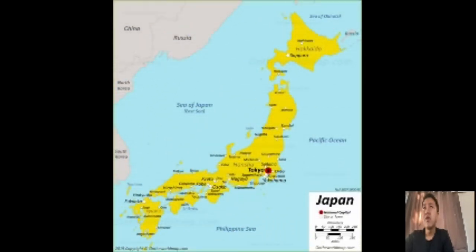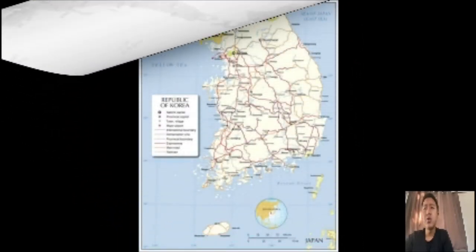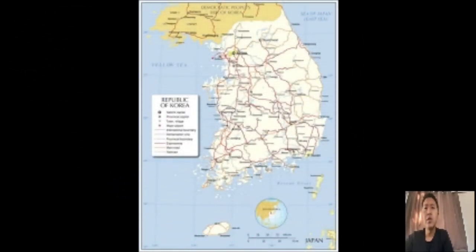To talk about the geographical location of Japan, it is an island country located in East Asia. It is bordered by the Sea of Japan to the west and the Pacific Ocean to the east. To talk about the geographical location of South Korea, it is also located in East Asia on the southern half of the Korean peninsula, located out from the far east of the Asian mainland.